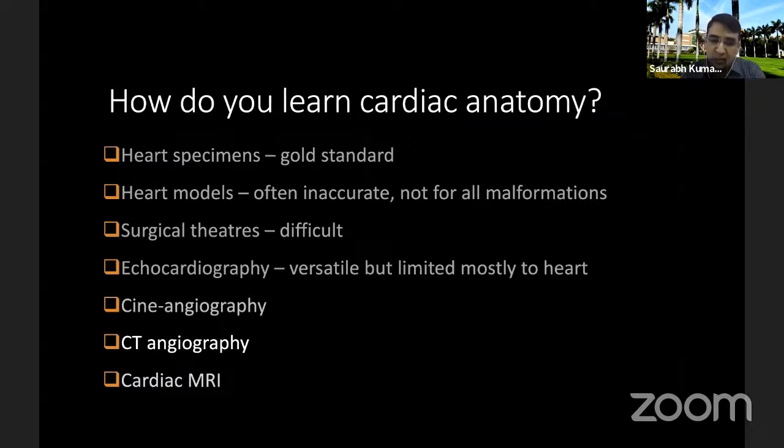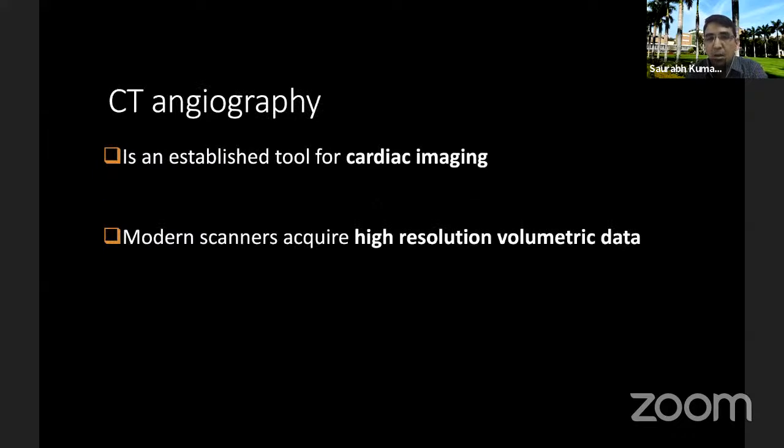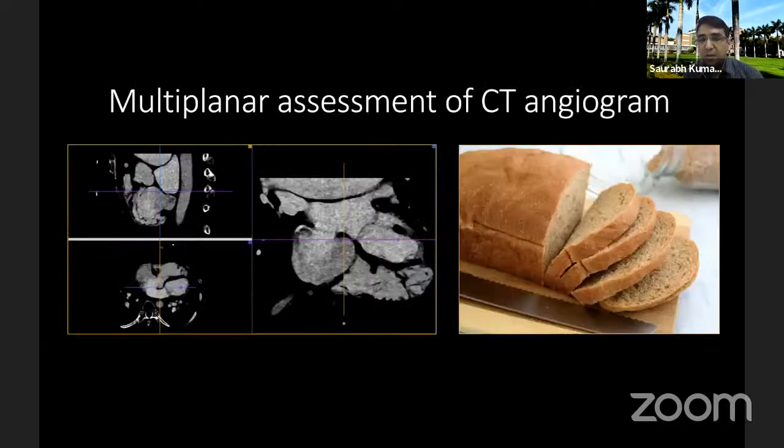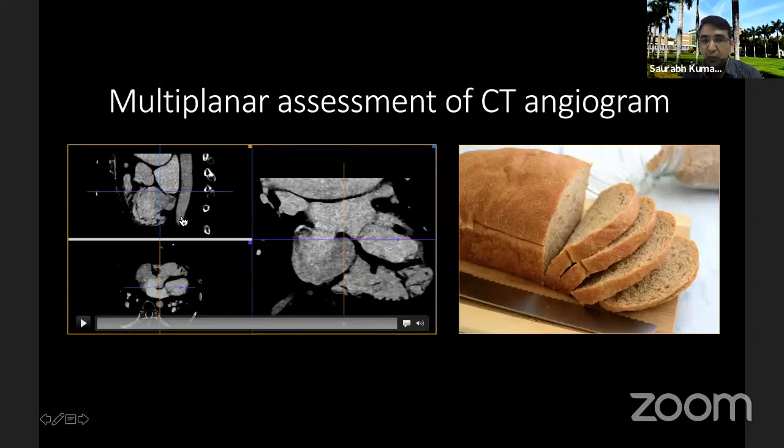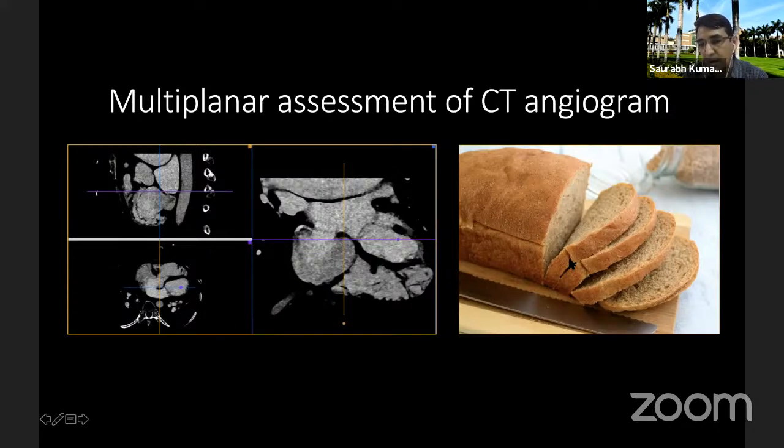With the advent of CT angiography and cardiac MR, which are cross-sectional imaging, we have got a tool which provides high resolution volumetric data. Most of the time, we analyze these CTs by doing multiplanar assessment. Those who have seen CT being analyzed by their radiology colleagues understand that they assess in axial, coronal, and sagittal planes, and then they modify accordingly. But this is something like slicing a bread loaf into small slices.